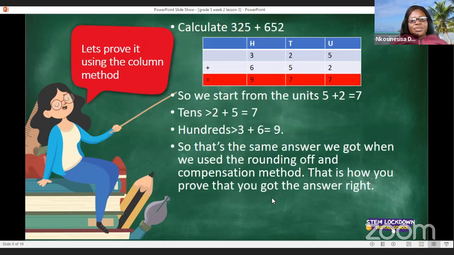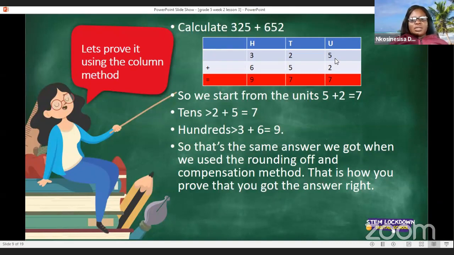So how do you prove this? Because we are mathematicians and we have to prove. We cannot just take one idea and run away with it. So we prove it by using the column method. Let me explain the column method and then I'll take two people.